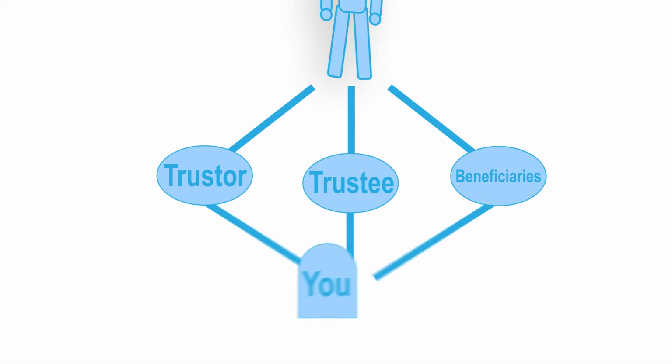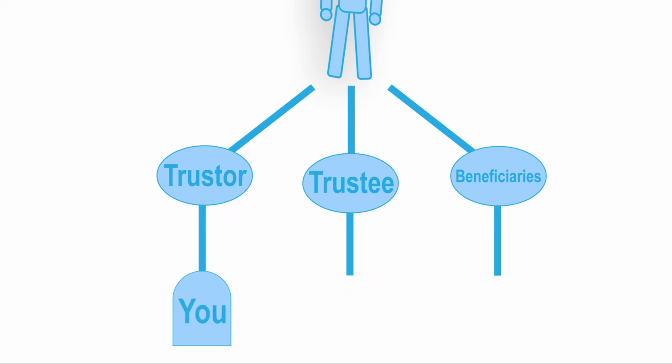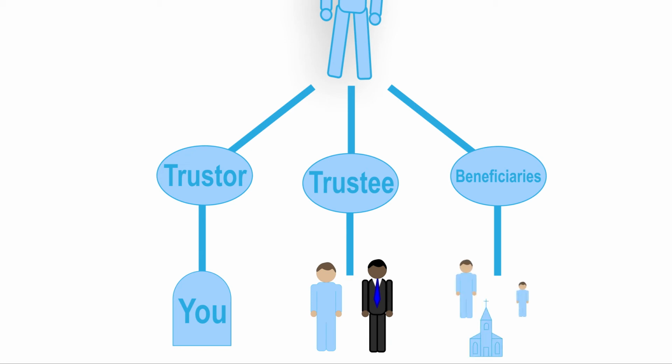But then, when you die, the trustee becomes whoever you chose to be your trustee, like one of your kids or a trusted family friend. And the beneficiaries become whoever you chose to be the beneficiaries of your trust. Your kids, grandkids, a religious organization, a charity, whoever.